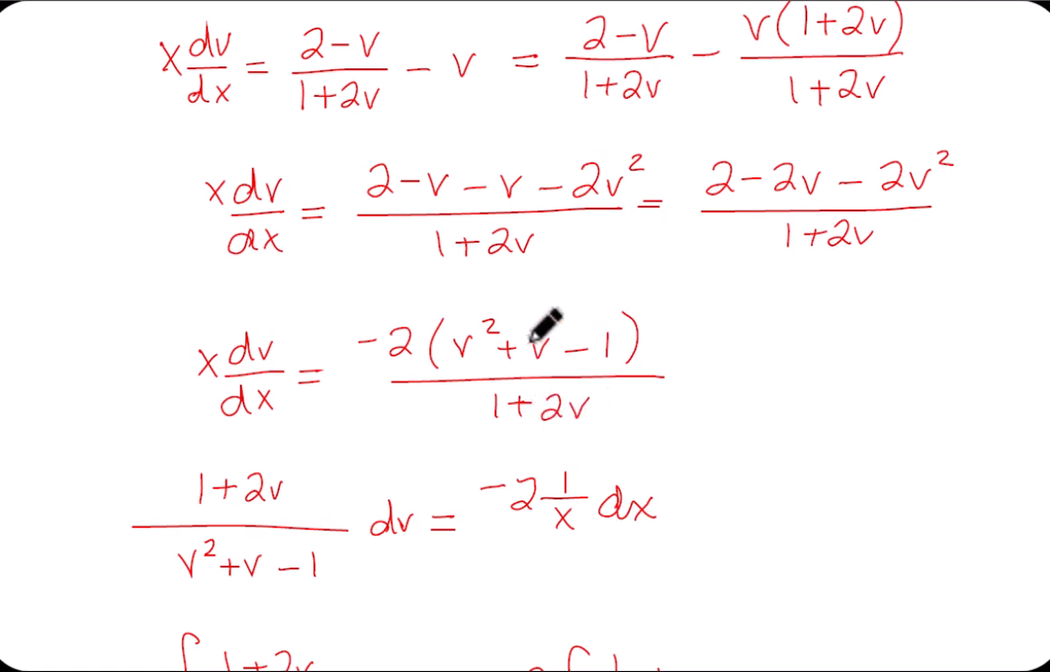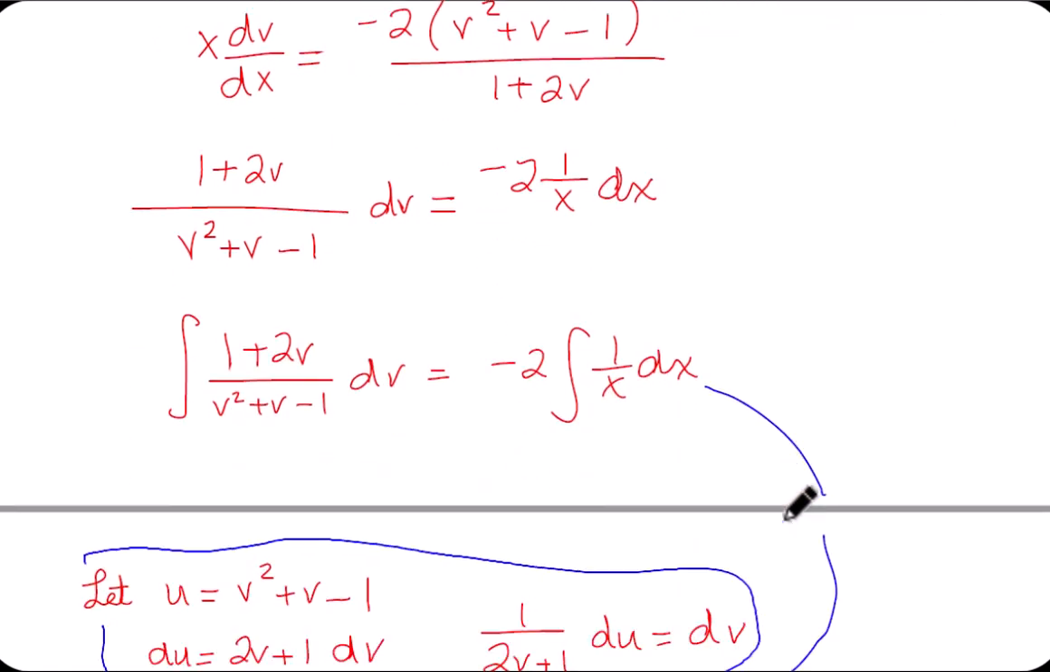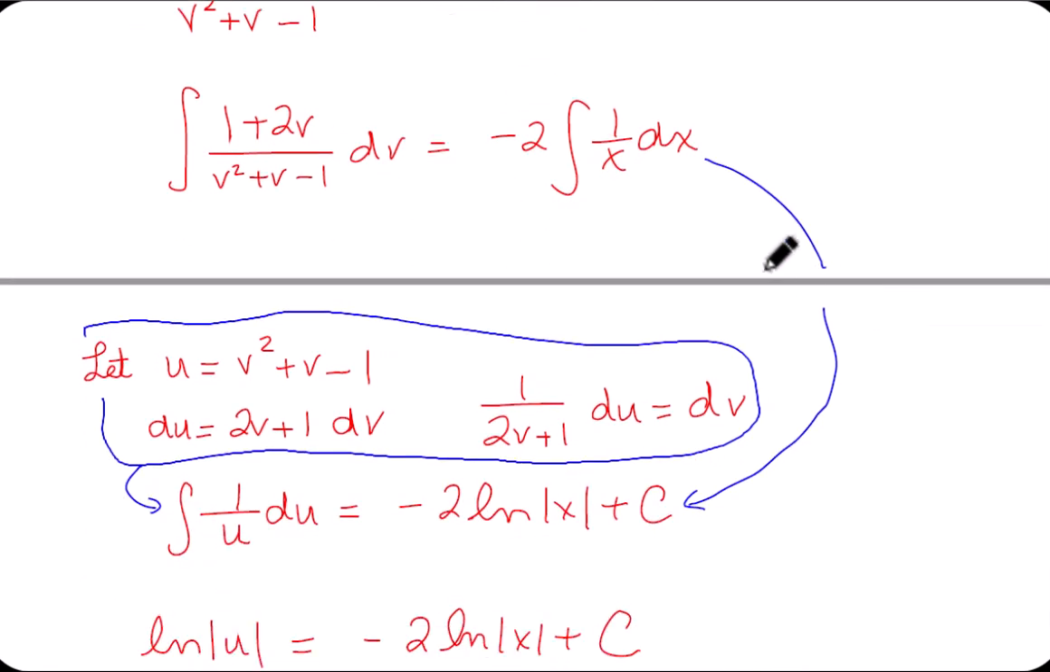So multiply by the reciprocal, bring it to the left. The right has a minus 2. This is an x, so now 1 over x on the right. And so we're going to integrate both sides. Now the right side is easy. This is minus 2 ln absolute value of x plus c.